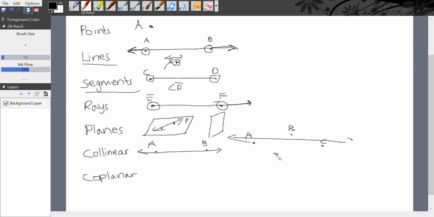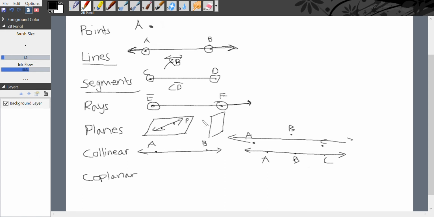But if I have point A here, we're going to draw point B here. We're going to draw another point C here. So these 3 points are collinear as they can be connected by this line right here. So that is the idea of collinear.